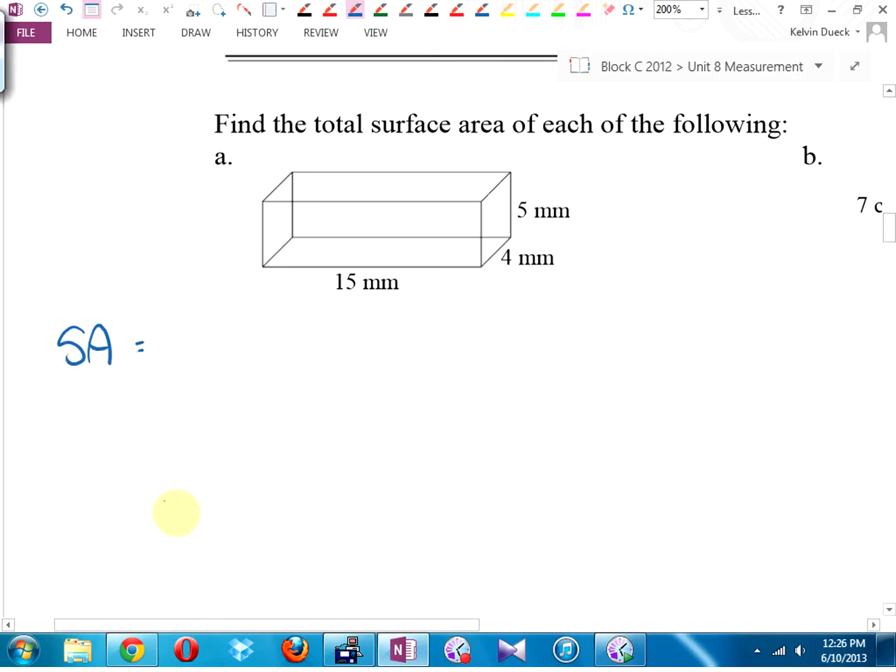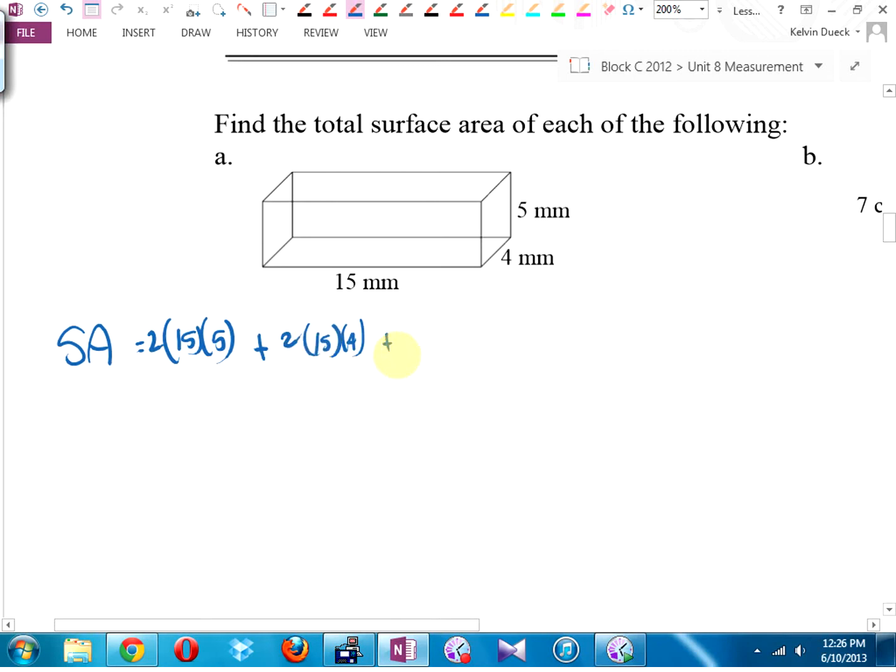SA equals, what's the area of the front side? What times what? It's going to be 15 times 5, and there's 2 of them, front and back. Is that okay, Jordan? Mm-hmm. Plus, let's do the floor and ceiling. What's the area of the floor? How would I calculate it? 15 times 4. And there's 2 of them.